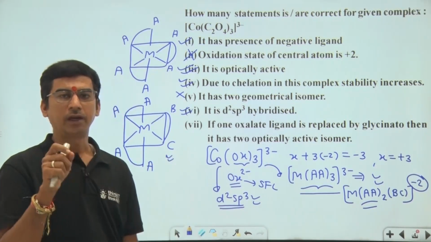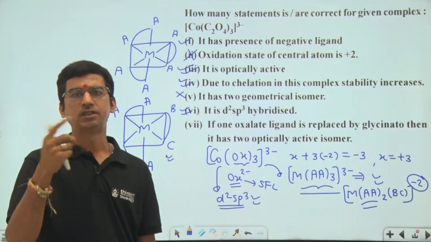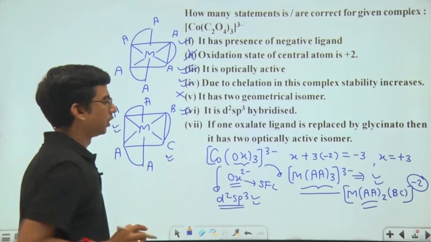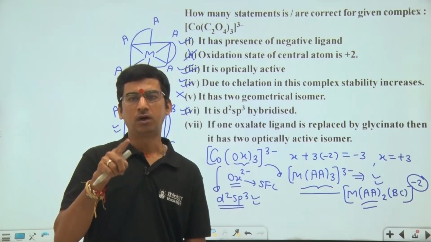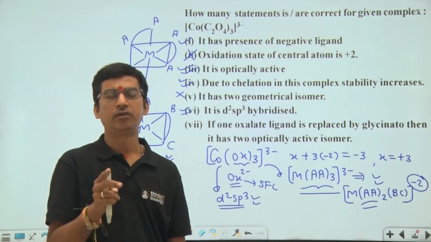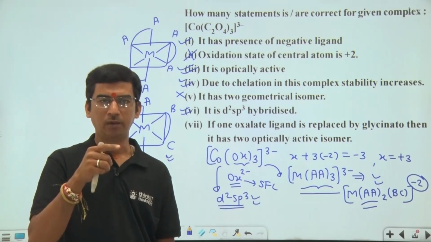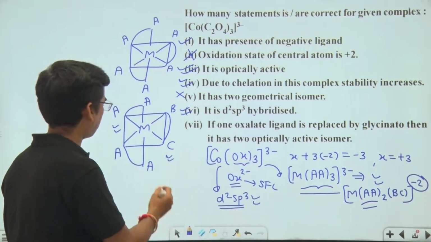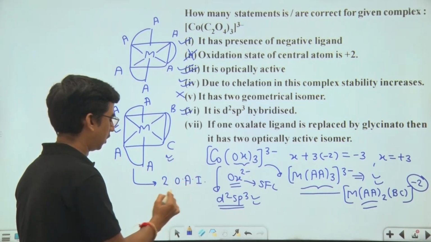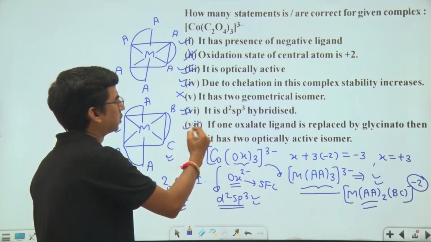As I told you, any octahedral complex having 3 bidentate ligands, whether symmetrical or unsymmetrical, will always show optical isomerism. So it will be optically active. And we also know that if one form of a complex is optically active, then it will form 2 optically active isomers. One will be D and the second one will be L, means dextro and levo. So basically point number 7 is also correct.